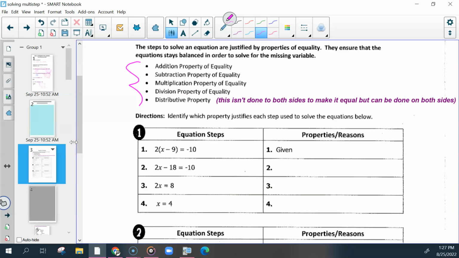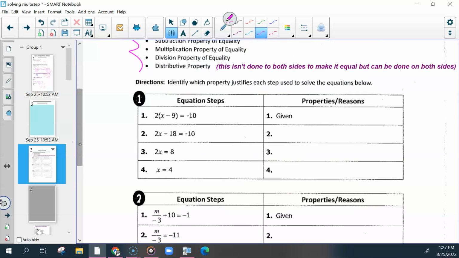Okay? So for number 1, this is our given. This was the original equation. From step 1 to step 2, what changed or what property did they use? Let's do hands, or I have an answer, Casper. Distributive property. They took that 2 and they multiplied it to everything inside. You can shorten this if you so choose, but distributive property would be what happened.